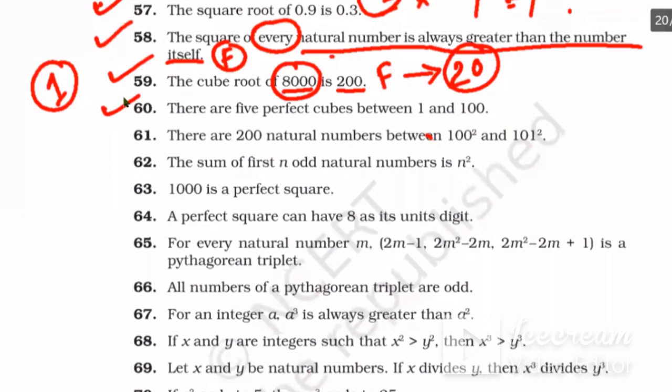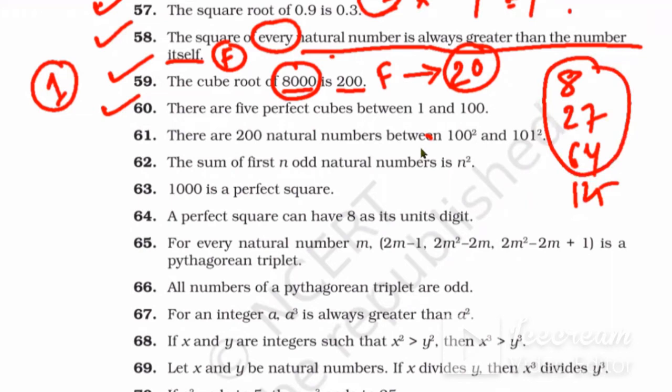There are 5 perfect cubes between 1 and 100. False. 8, then the next is 27, then the next, 64. Next, sir, 125. Yes, it's false. Only 3 are there.